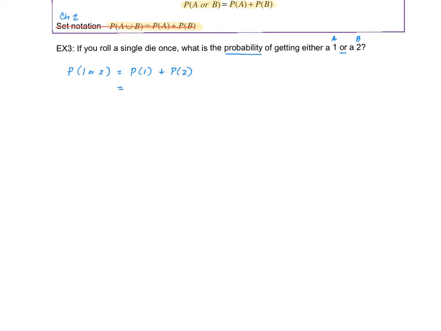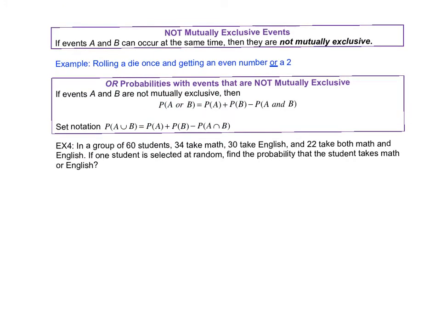The probability of rolling a 1 is 1/6, plus the probability of rolling a 2 is also 1/6. So common denominator 6, this becomes 2/6, and that reduces to 1/3. So that would be the probability for mutually exclusive events.